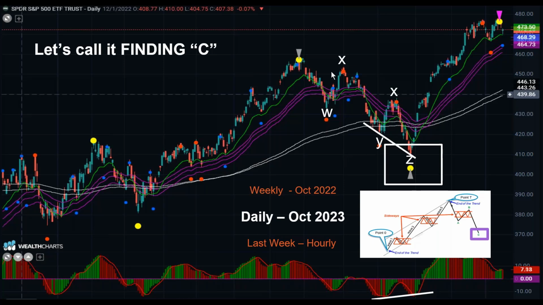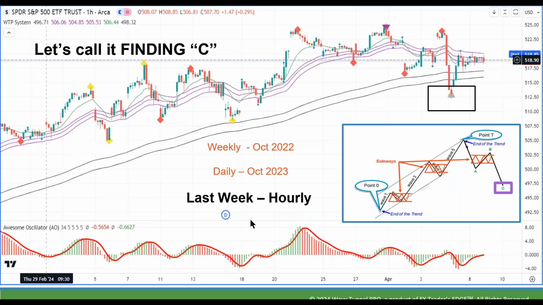So, and this is how you label it, the complex correction. This is the hourly chart that I took a screenshot from last week, and this is the same pattern. It's on a different platform, so it looks a little bit different. So this is the same pattern where we have the purple arrow and the gray arrow. This is the SPY. And this was last week. It doesn't cover today. We'll get to today.